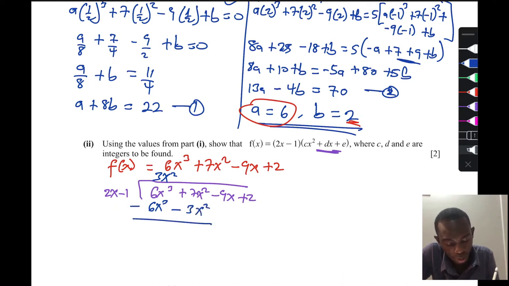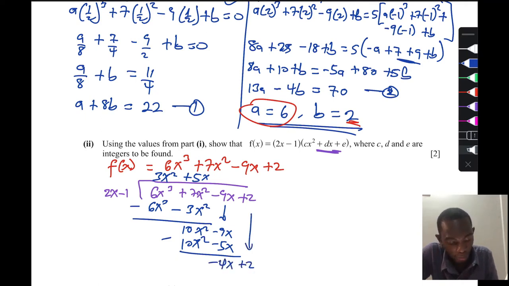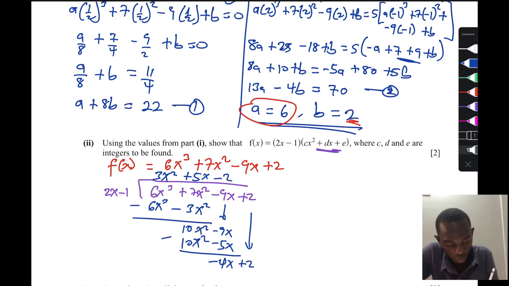Okay, so when you subtract, this will give you 10x squared. And then you drop this one down. 2x will go here. I think that is 5x. That's 10x squared minus 5x. You subtract, that will give you negative 9 plus 5. So that's negative 4x. Then finally drop the plus 2 down. And then we have negative 2. That's negative 4. And then we have positive 2. Okay, you subtract, and everything is like that.